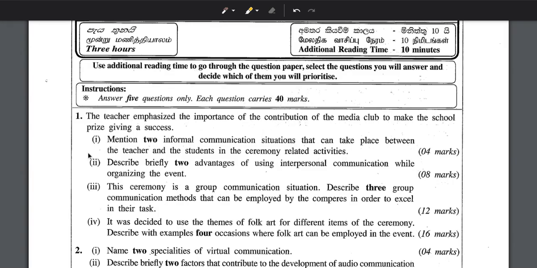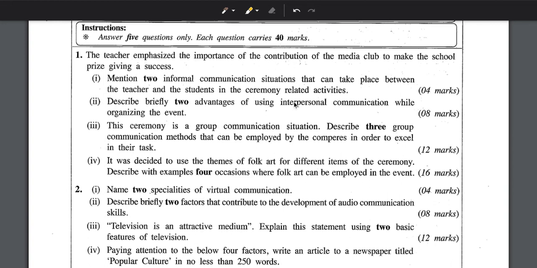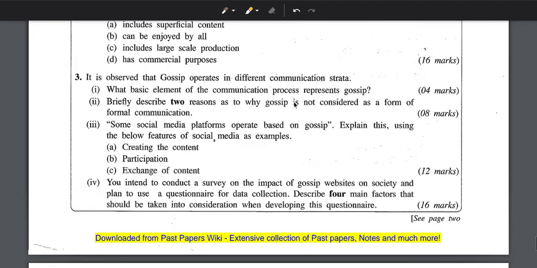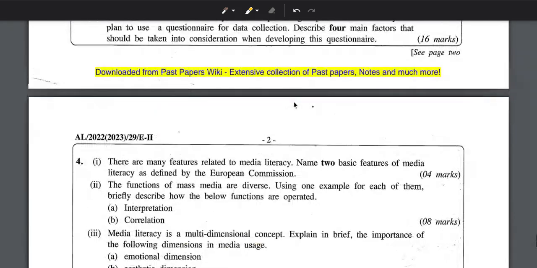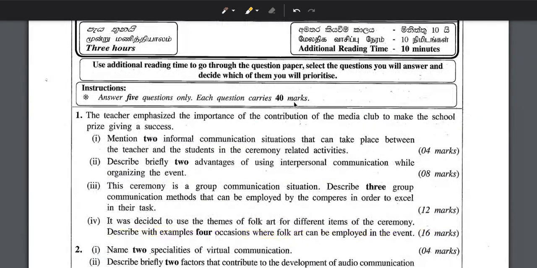So in the first question you have 4 separate parts: first one, second one, third one, fourth one. Each part carries different marks. For the first part you can gain 4 marks, for the second one 8 marks, for the third one 12, and the fourth one 16. So the total becomes 40. Okay, so that is the way they allocate marks for you, right? Like that way you have questions 2, 3, 4, 5, 6, 7. Out of these 7 you have to select 5 questions only, right? So you have to do 5 questions only in your paper.